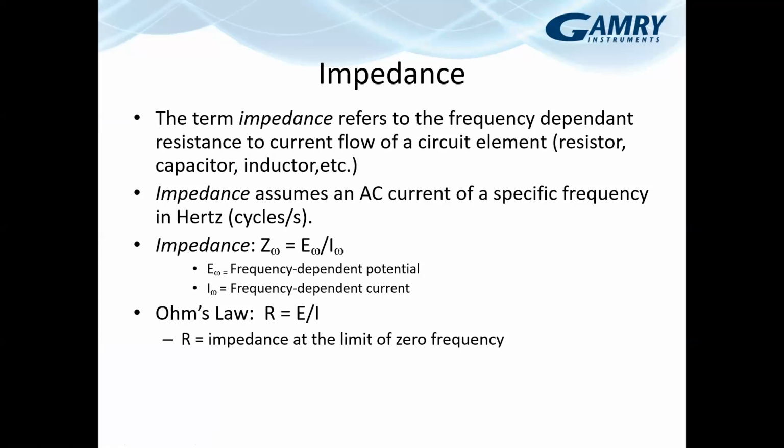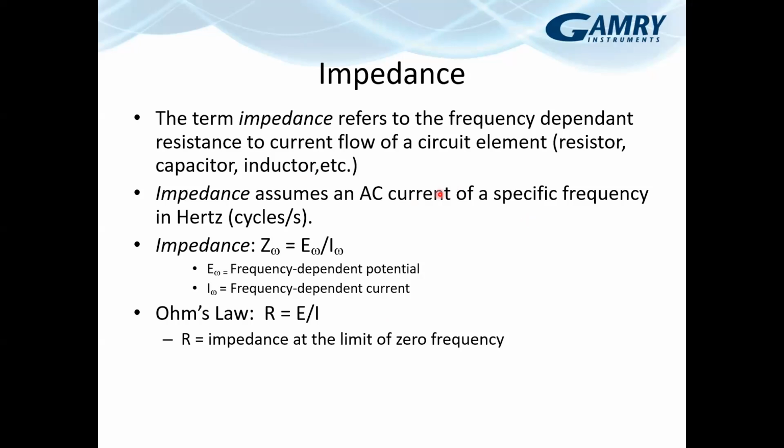The form for impedance is Z sub omega, the impedance, is equal to the frequency-dependent potential over the frequency-dependent current. And this, for people that have had electronics in the past, looks a lot like Ohm's law because it is. Ohm's law is impedance at the limit of zero frequency.